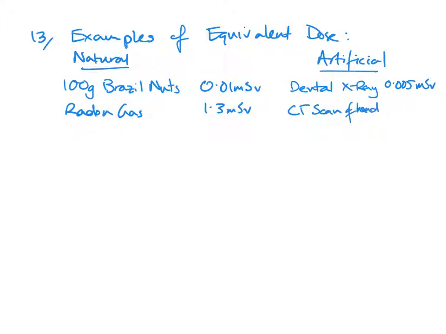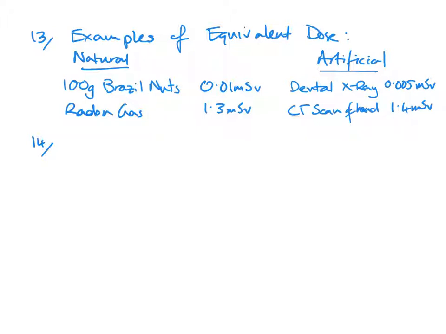A CT scan of your head would be about 1.4 millisieverts. So that's not an everyday thing, right? Not many people will get a CT scan in any given year. So it's just trying to show you, and even if they do, that's kind of similar to the levels we get from radon gas in a year anyway. So it's really just to be able to compare those different values for learning outcome 13.